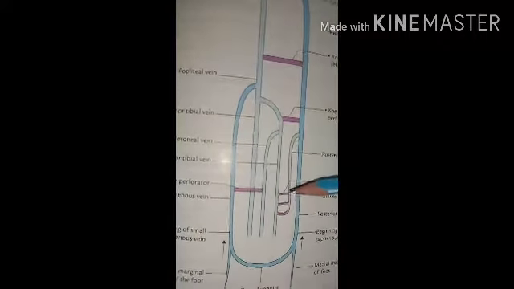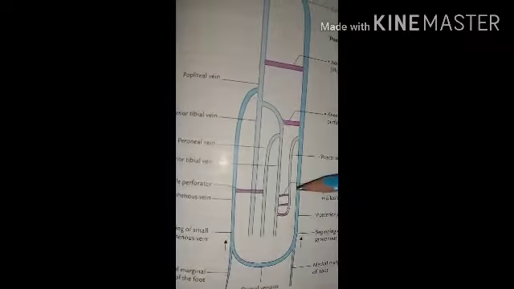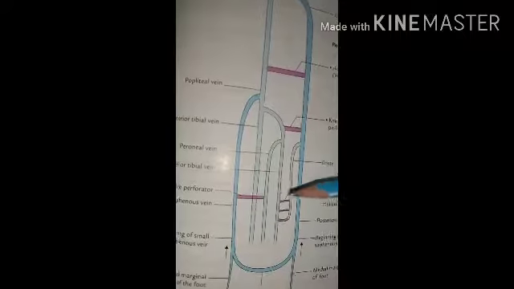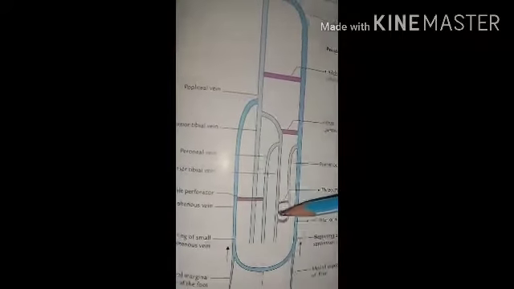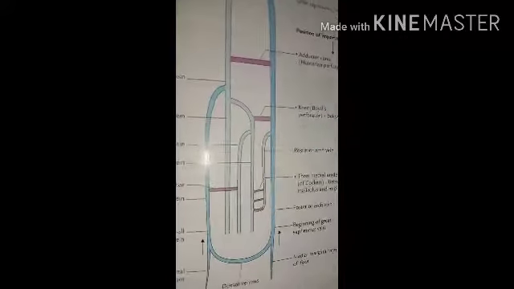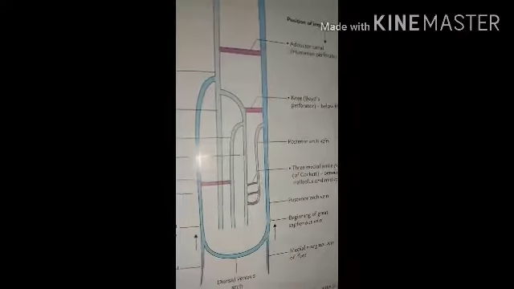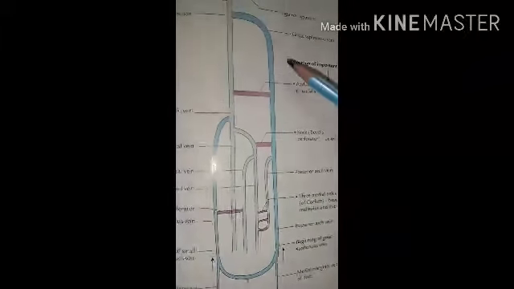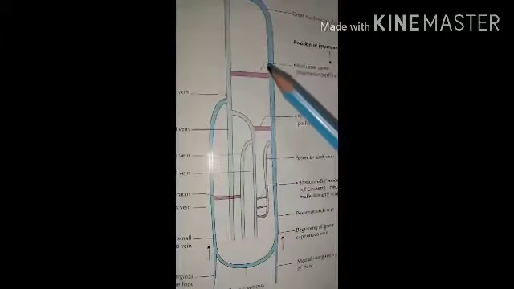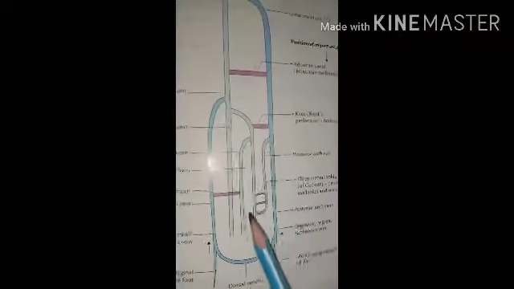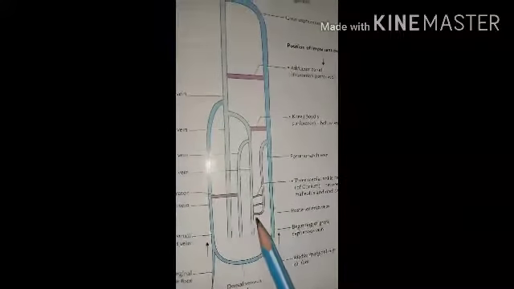That means the blood from the superficial vein should only enter into the deep vein, and the regurgitation or backflow should not occur. There are near about 5 perforators along with the great saphenous vein. Here is the great saphenous vein, and it has 5 perforators: the first, second, third, fourth and the fifth.